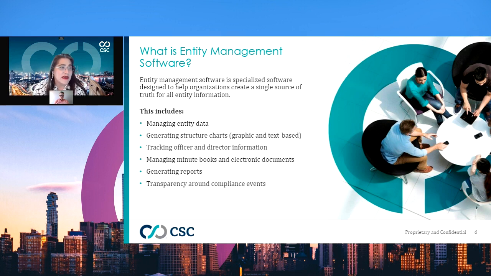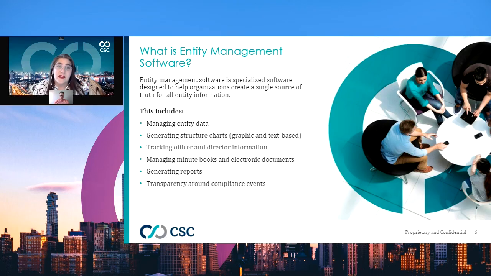and being able to build graphic or text-based org charts, being able to track appointments, whether that's officers and directors, or other types of appointments like members, managers, partners, powers of attorney, maybe committee members, custom roles and titles, anything that could be important for you, just appointment management in general, being able to manage electronic minute books and documents, or perhaps even generating those documents from inside of your entity management solution.